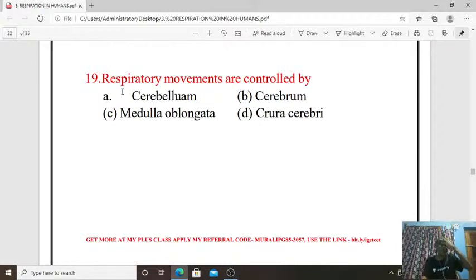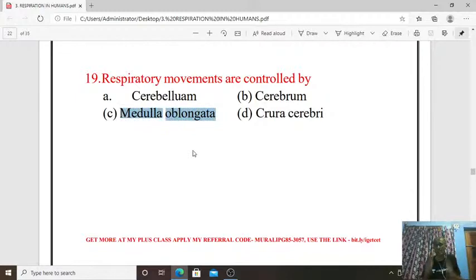Next is the respiratory movements are controlled by which part of the brain? Respiratory movement means rate of respiration. We know that respiration, digestion, excretion are involuntary processes. But apart from that, some kind of control mechanism is there under involuntary things. So there comes our brain portion under autonomic nervous system. The answer is medulla oblongata. So respiratory movements are controlled by medulla oblongata.